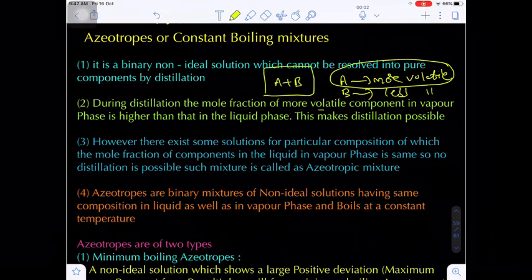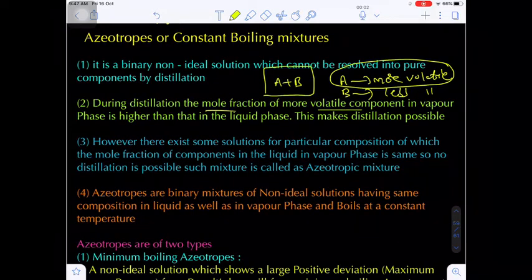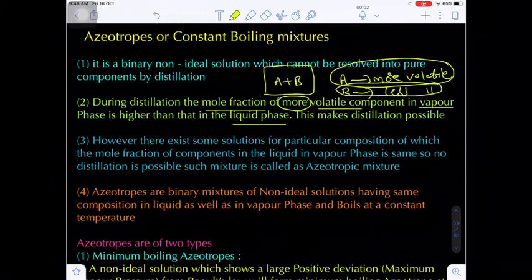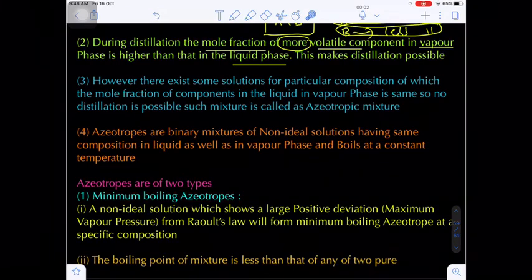That's why during the distillation phenomenon, the more volatile component has more mole fraction in the vapor phase than in the liquid phase. Otherwise the component which is less volatile has more mole fraction in the liquid phase than in the vapor phase. That means here the more volatile compound is richer in the vapor phase, and the less volatile compound will be richer in the solution phase or liquid phase. Are you getting my point?